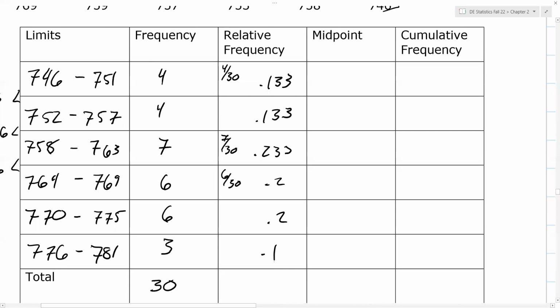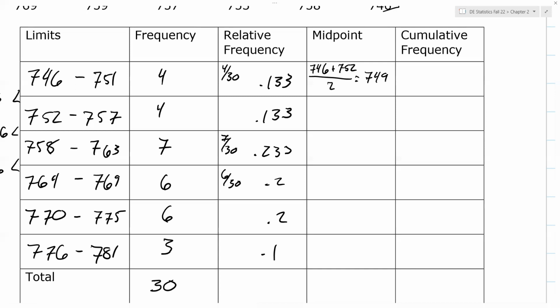Next, I need to find my midpoint. So again, when you're finding your midpoint, we're using consecutive lower limits. So consecutive lower limits. 746 plus 752 divided by 2. That will give me my midpoint. 746 plus 752 divided by 2. Midpoint, 749.